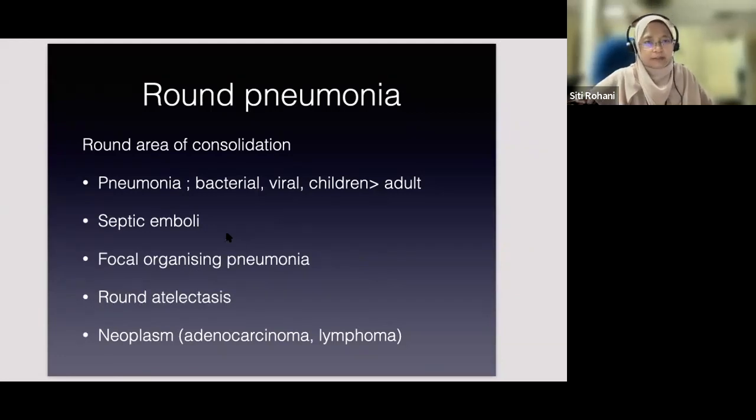How about round pneumonia? Round pneumonia is a round area of consolidation. It can be caused by bacteria, viruses, or septic emboli. Focal organizing pneumonia can present as consolidation as well, as can round atelectasis, and of course neoplasm like adenocarcinoma or lymphoma.